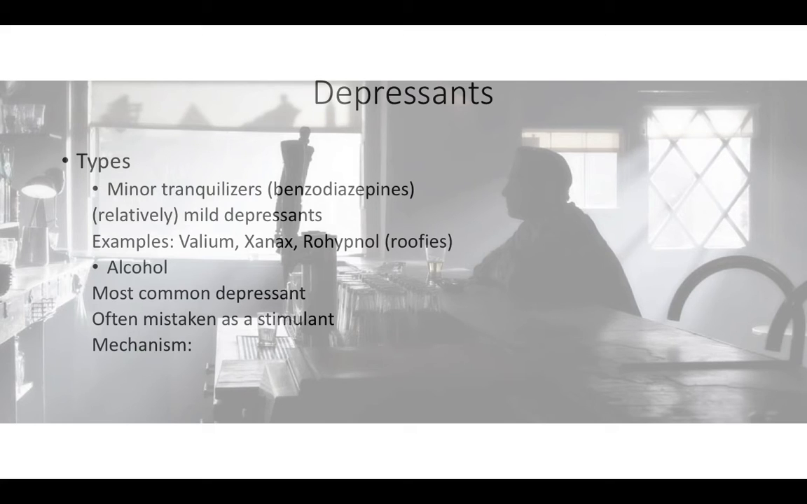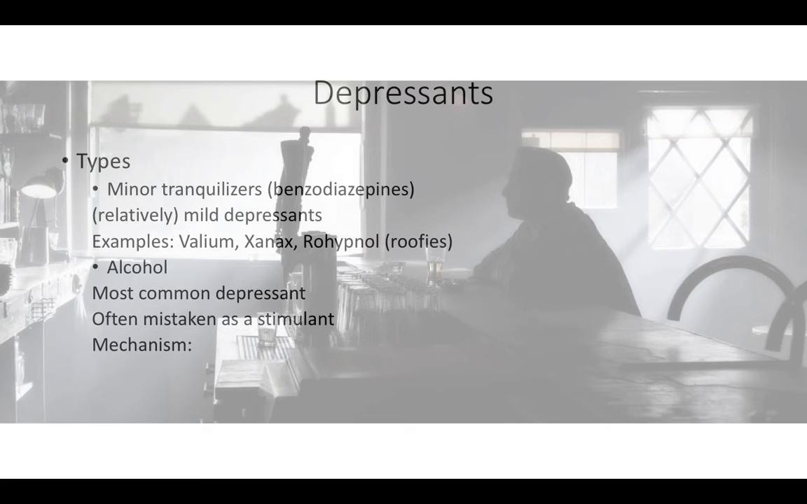The mechanism for alcohol is it effectively, and it's a little complicated, but it effectively acts as an agonist for GABA, the neurotransmitter GABA. And you have to kind of think this through. GABA is the brain's major inhibitory neurotransmitter. So if you are increasing the function of GABA, you are increasing the neurotransmitter that kind of slows things down.